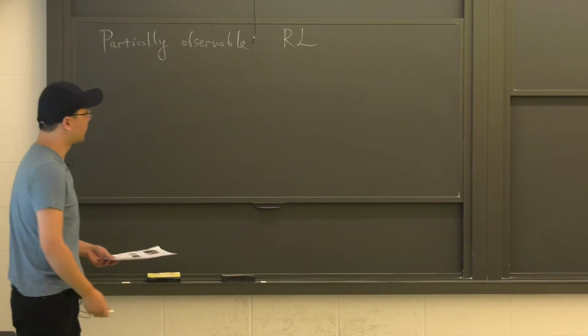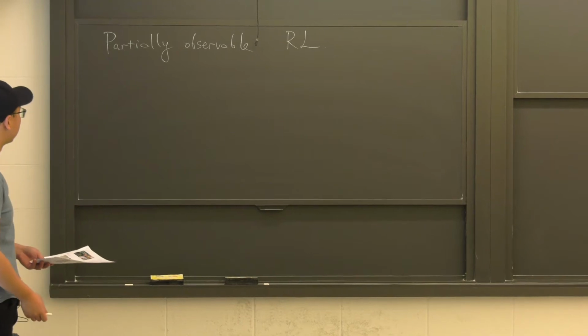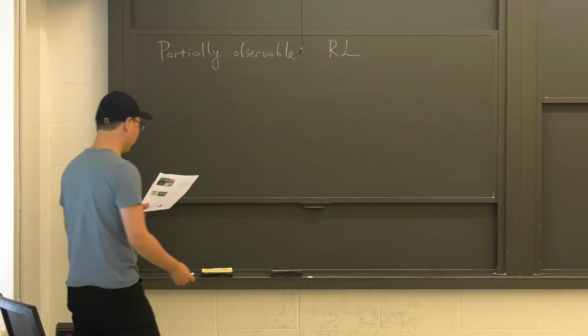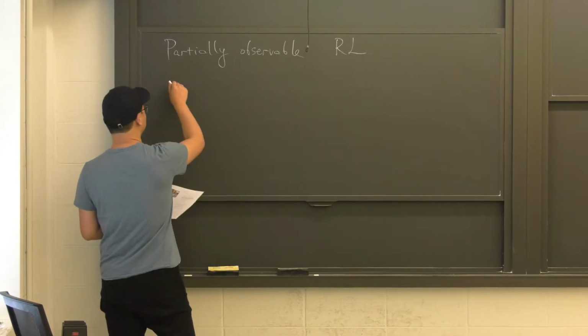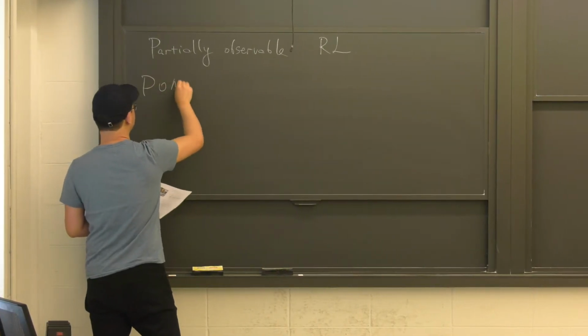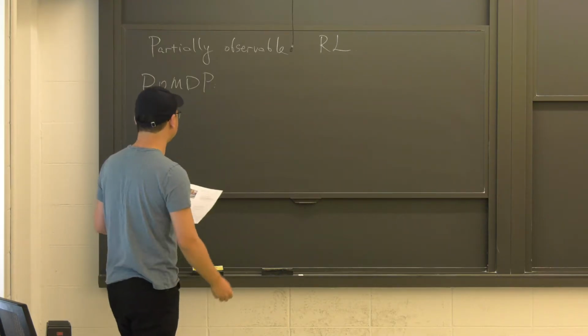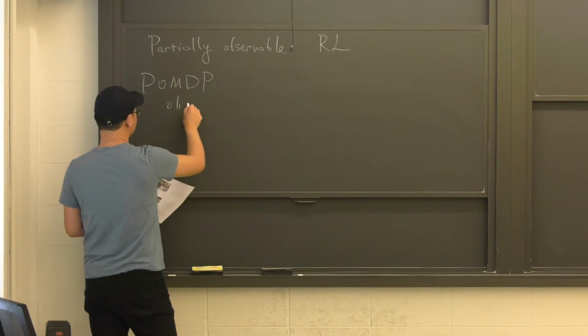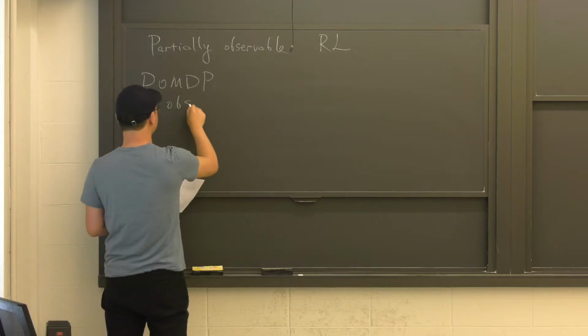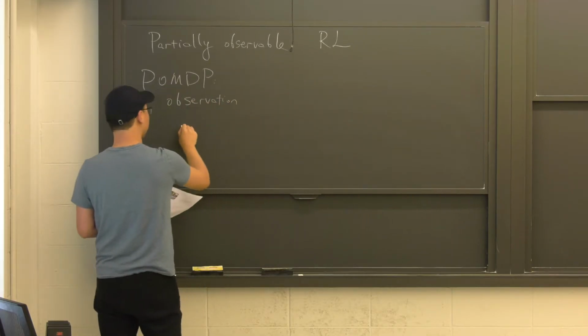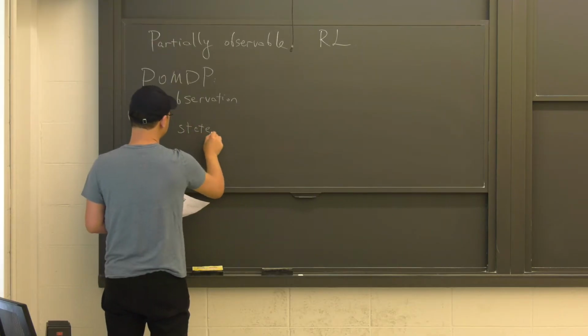So in the last lecture, we started talking about the mathematical models we studied for partial observability, which is the partially observable Markov decision process, the POMDP. Just a quick recap, POMDP has three main important elements: observation, states, and the action.